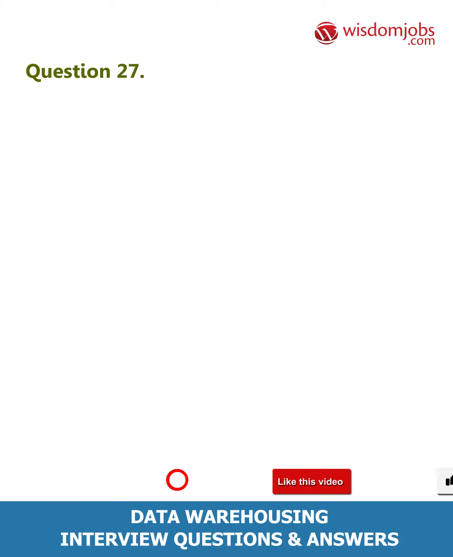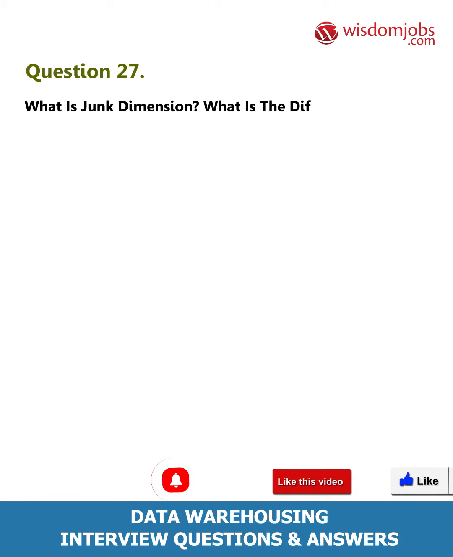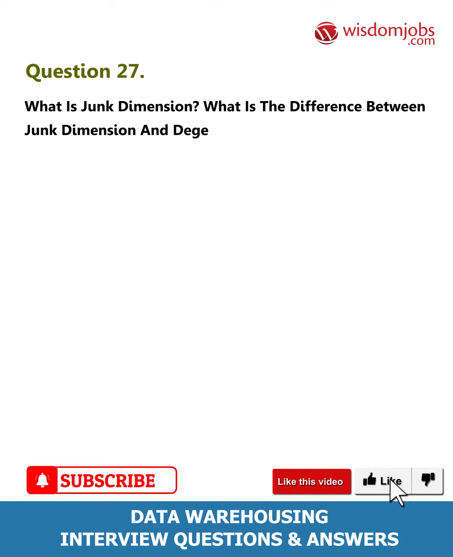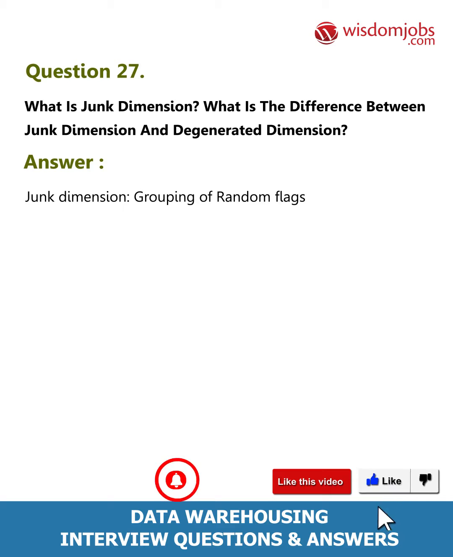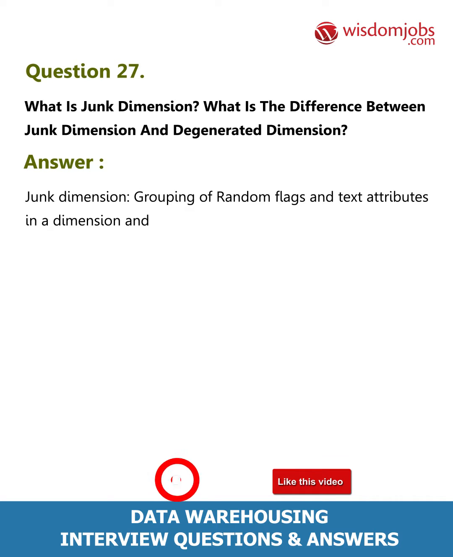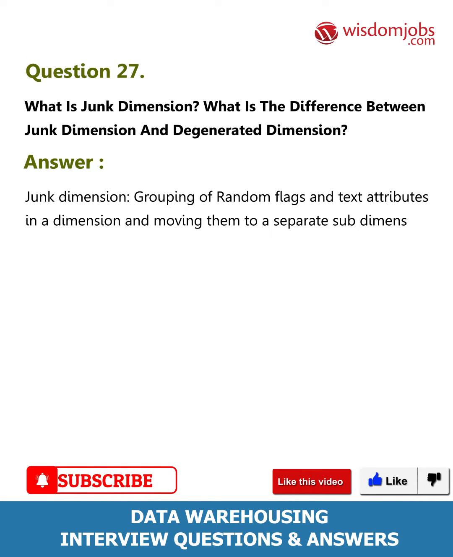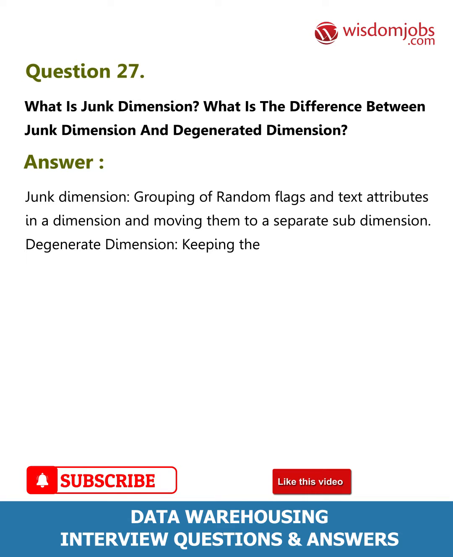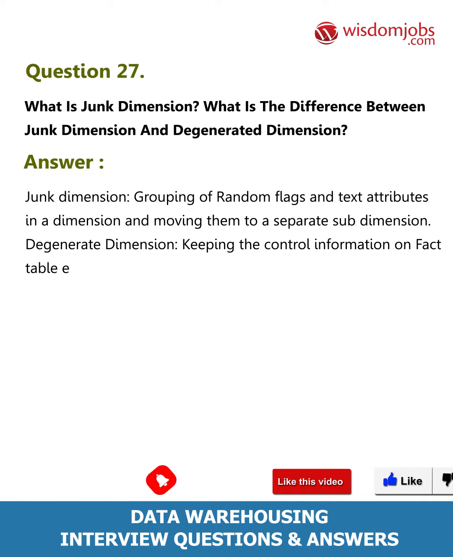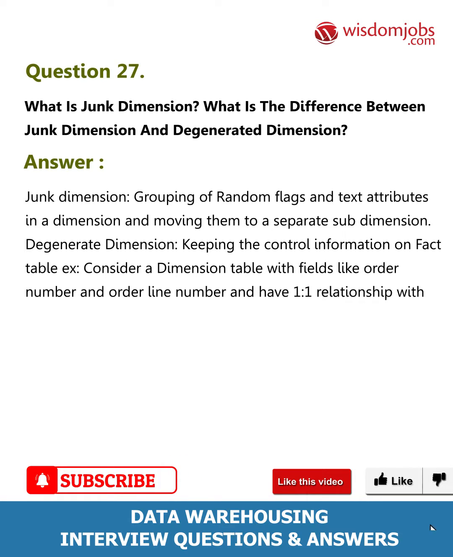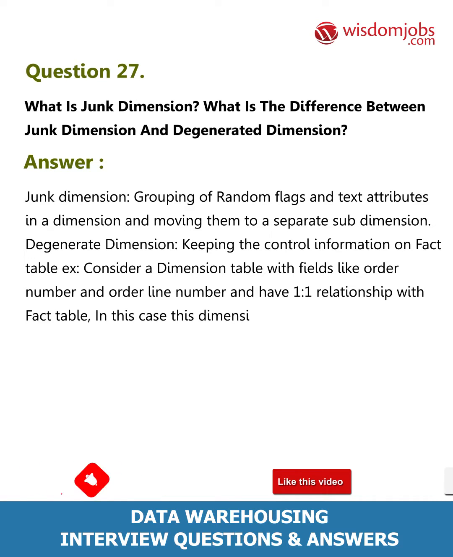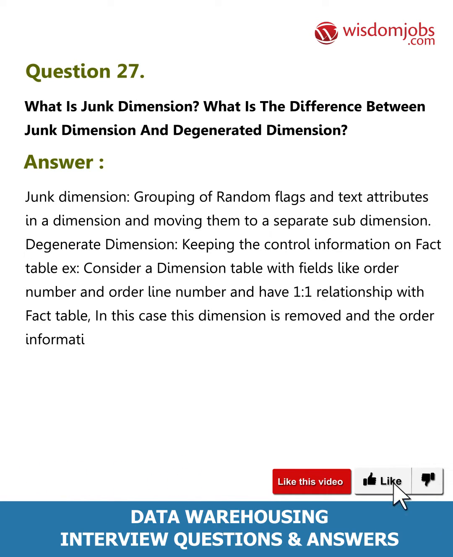Question 27. What is junk dimension? What is the difference between junk dimension and degenerated dimension? Answer. Junk dimension: grouping of random flags and text attributes in a dimension and moving them to a separate subdimension. Degenerate dimension: keeping the control information on fact table. Consider a dimension table with fields like order number and order line number and have one-to-one relationship with fact table. In this case, this dimension is removed and the order information will be directly stored.